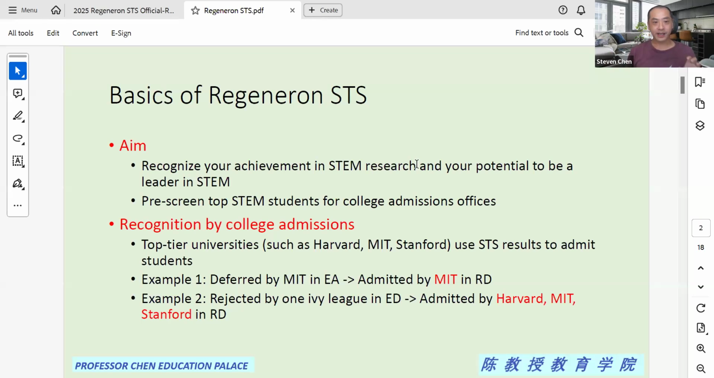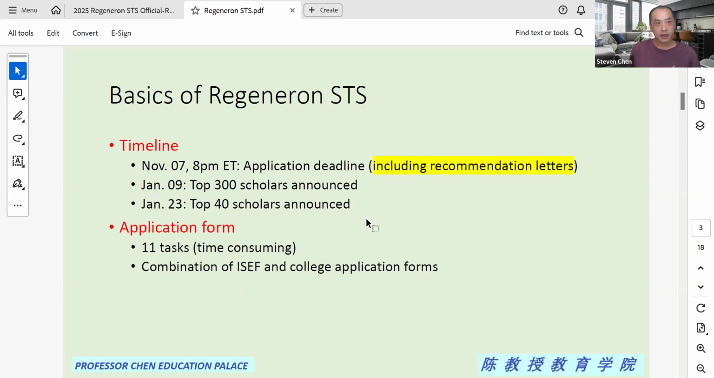So hopefully from these concrete examples, you get a concrete idea about the value of Regeneron STS in college admissions. In other words, if you are a rising senior, all your other profiles are already there, and there's no way for you to make any significant improvements to your current profile. So the last piece of value you can add to your profile is probably Regeneron STS. And next thing is about the timeline.